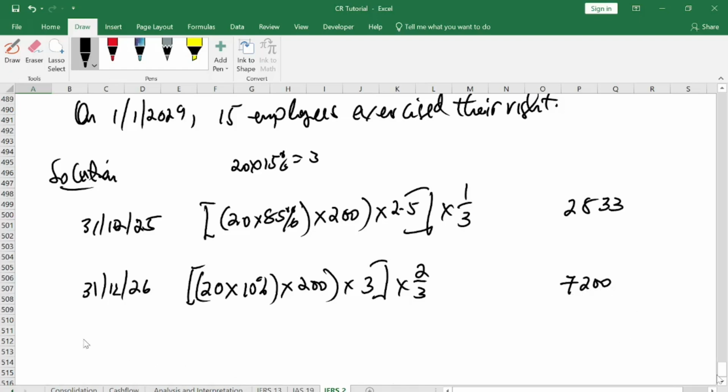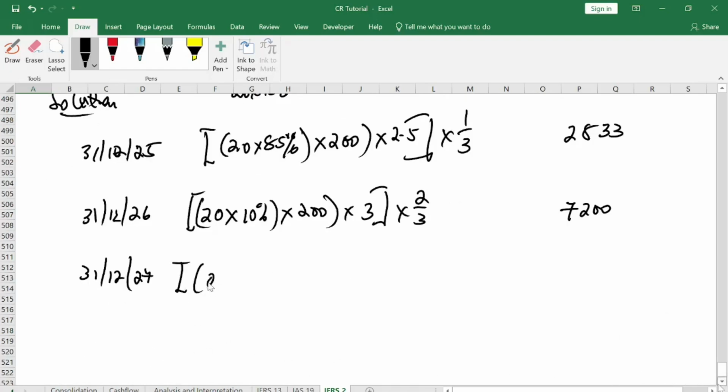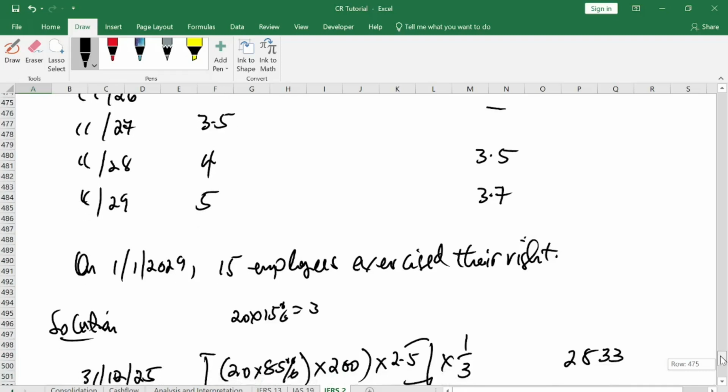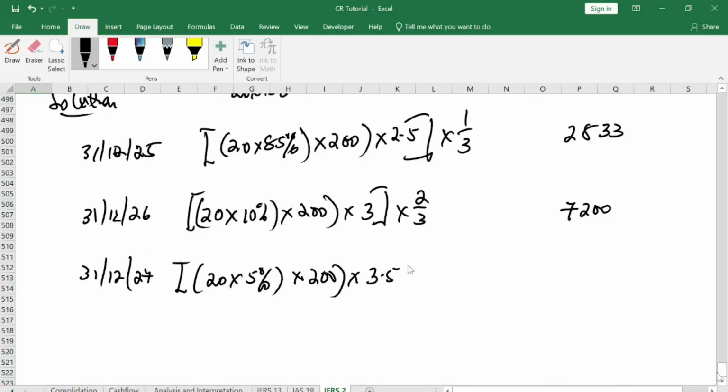All right, so you come to year 3, 2027. What do you have? So you have 20 multiplied by... they said that 5% actually left. So you will find 5% of 20. They said 5% actually left. You see, so 5% actually left. So 1 person left, times 200, times the fair value as at 2027, which is how much? It's 3 cedi 50 pesewas, right? All right, so that is it.